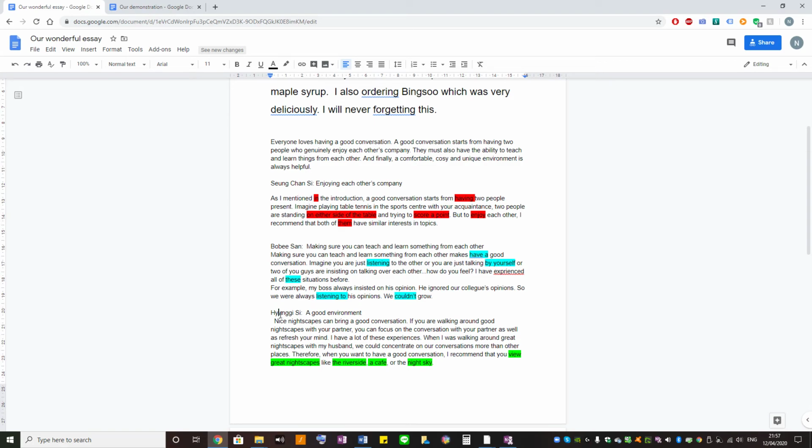So for example, Hyungi, who looked at Seung Chan's essay, pointed out that the word on here was wrong, as I mentioned on the introduction. So she highlighted it and changed it to in. And here she pointed out that Seung Chan had used the bare infinitive. A good conversation starts from have to people. So she highlighted it and changed it to having.